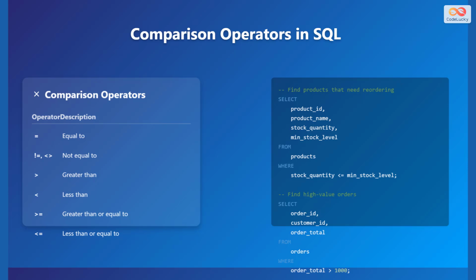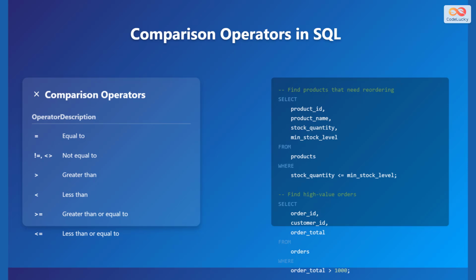Comparison operators are used to compare values and evaluate conditions in SQL queries. Here's a list of common comparison operators. The equal sign is used to check if two values are equal. The exclamation mark followed by an equal sign, or the less than sign followed by greater than sign, are used to check if two values are not equal.